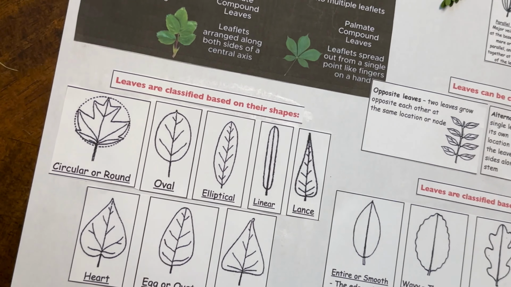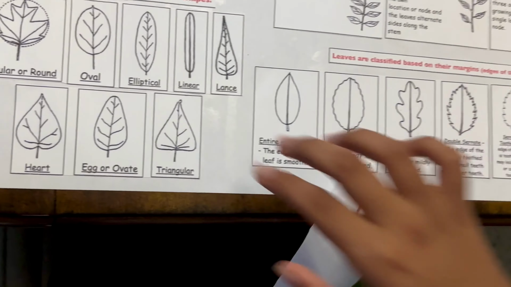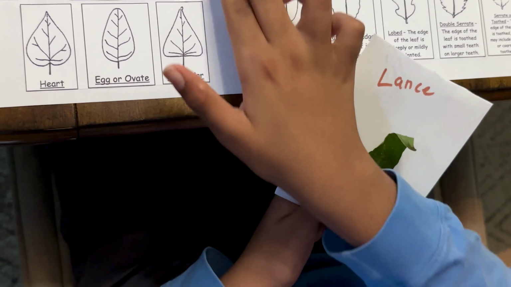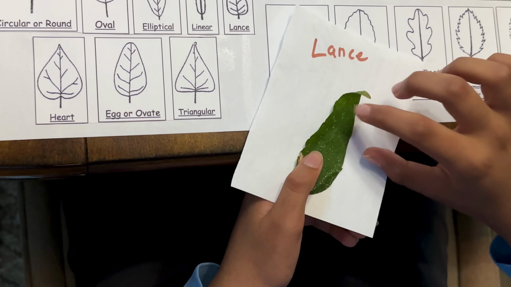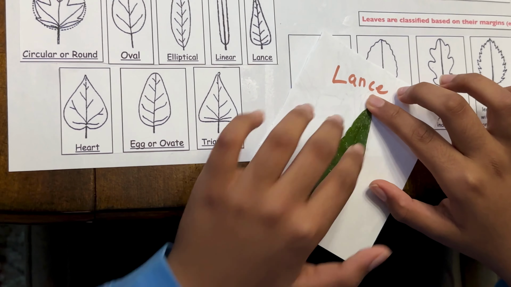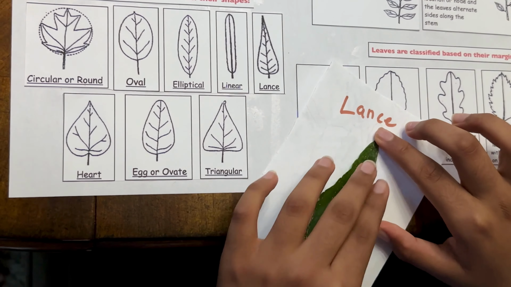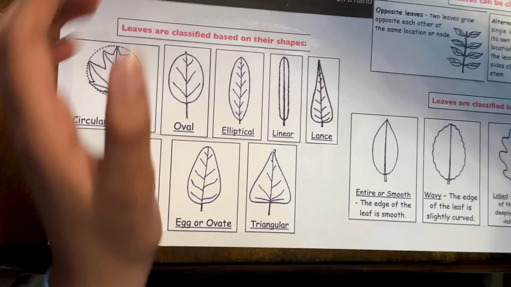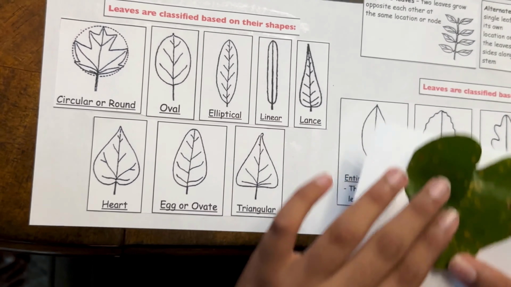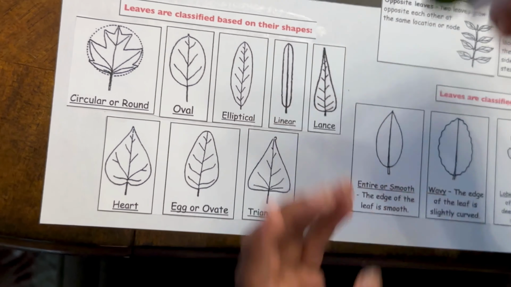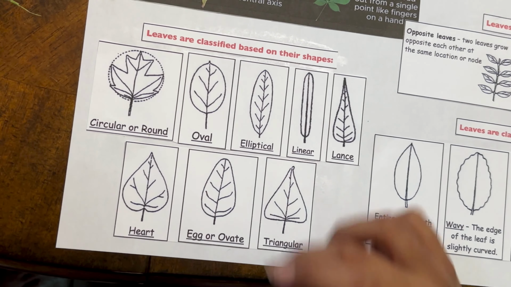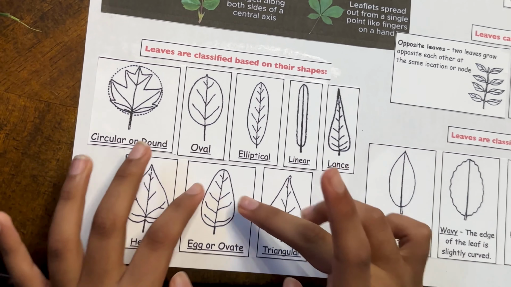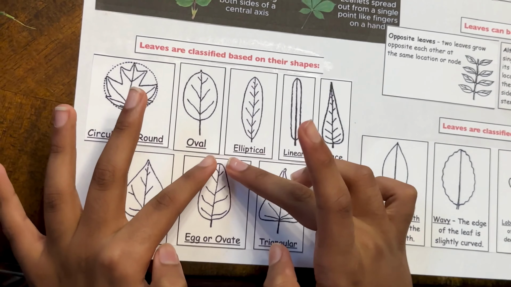Then we have lance. Lance has a very wide base but a very pointy top or very pointy axil over here. We can see it like this. So it's wide, but it slowly gets narrowed down as we go towards the axil. Then we have the heart. It looks like a heart when I turn it upside down. So this is heart. And then we have egg or ovate. Egg or ovate is kind of similar to oval or elliptical or lance, except it's not as sharp at the axil. It's more curved.